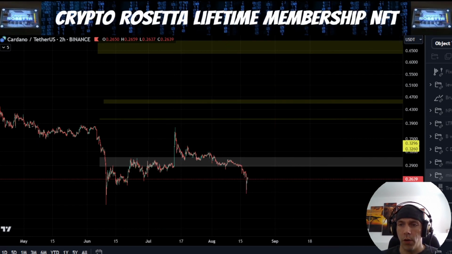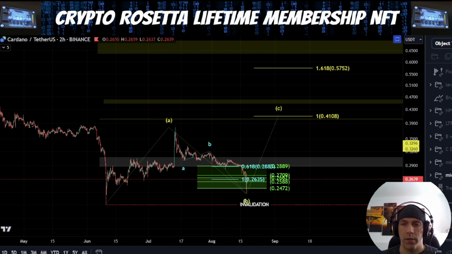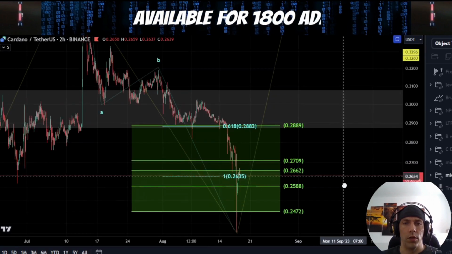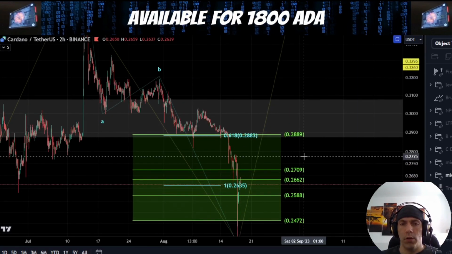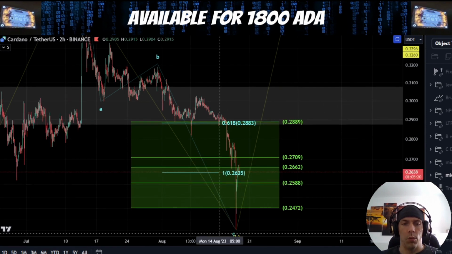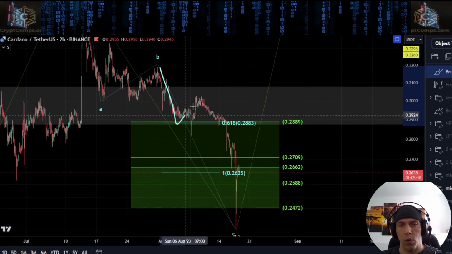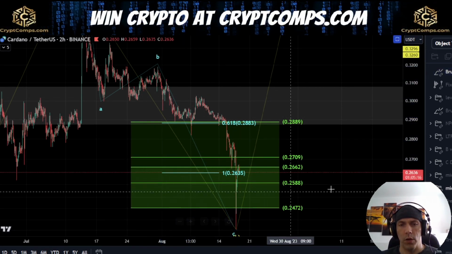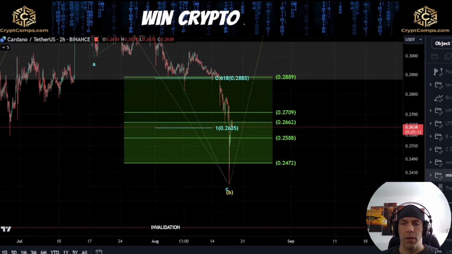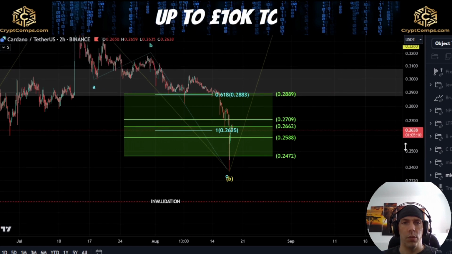Now, if we are looking at this as a bigger A, B, and a C to the upside, it is possible that we could be done with this move to the downside. But the way that we'd have to look at it then is that we've had an extension within the 5th wave, where we would then say that this move here is 1, 2, 3, 4, and 5. Now, it's not as common to see something like this, so the way that I'm still just being mindful of here is that we could still be within the C wave.